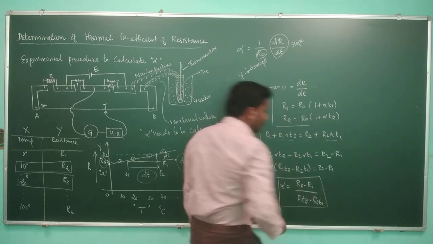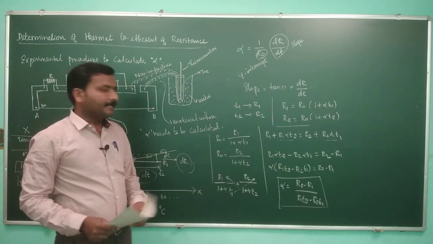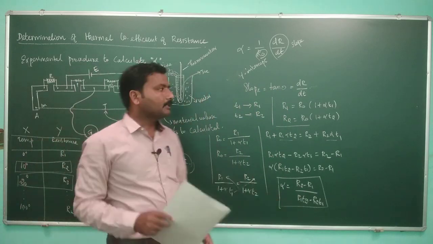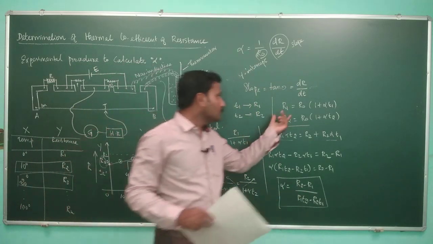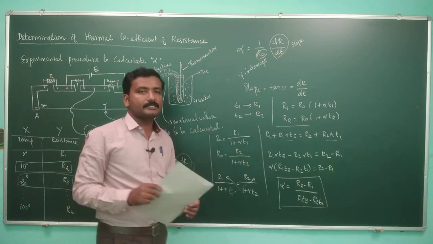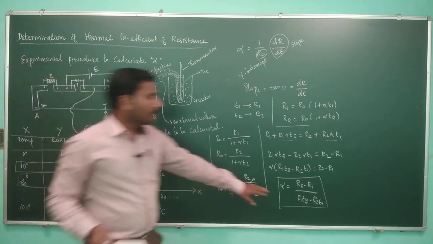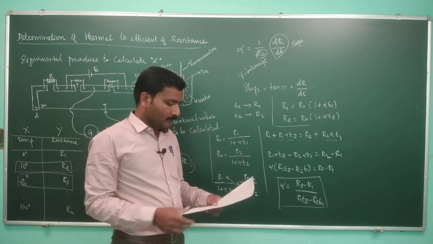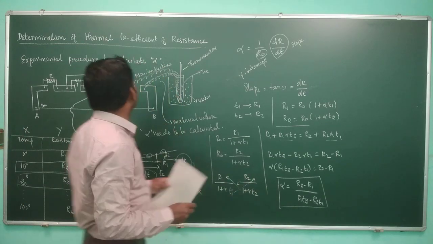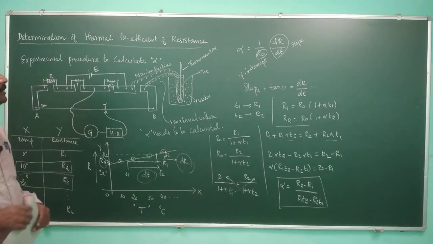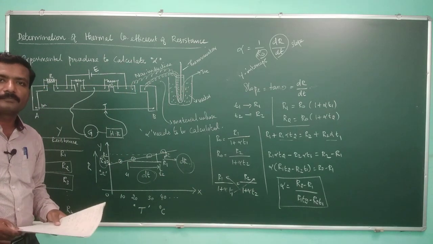So in this way you can obtain an expression for the thermal coefficient of a material if only two parameters, that is the resistance at two different temperatures, are given. Then using this formula you can calculate it. So this is all about how to determine the thermal coefficient of resistance.